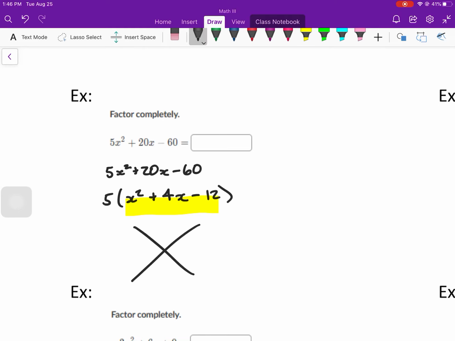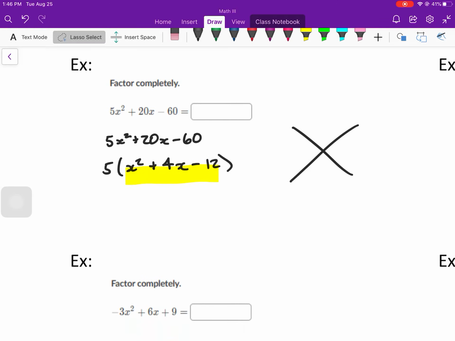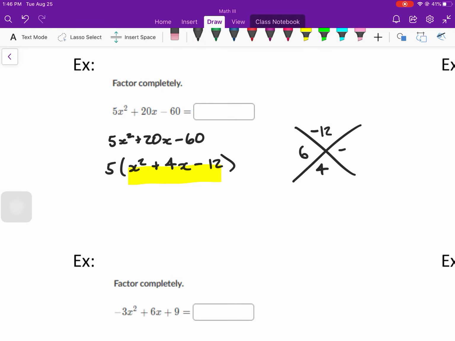So what multiplies to negative 12 and adds to 4? One of them has to be negative because our product here is negative. So I'm going to go with 6 and negative 2. Those multiply to negative 12 and add to 4. So that means this x squared plus 4x minus 12 is x plus 6 times x minus 2. But we do have that 5 out front.